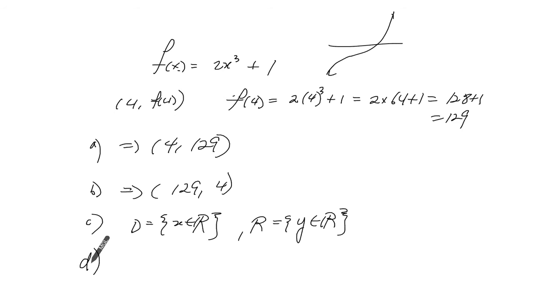D: find the domain and range of the inverse function. Well, it just switches, so it's going to be exactly the same. Domain and range just means what are all the possible x values and y values.